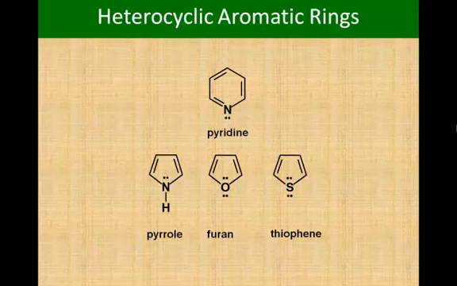Well, you may recall that a heteroatom is any atom that is not carbon or hydrogen. So a heterocyclic molecule is a cyclic compound that has some atom other than carbon as a part of the ring. And these four molecules that you're seeing here, pyridine, pyrrole, furan, and thiophene, are heterocyclic aromatic compounds. So they have a heteroatom in the ring, and they are also aromatic. Let's have a look at these compounds and see how and why they're aromatic.